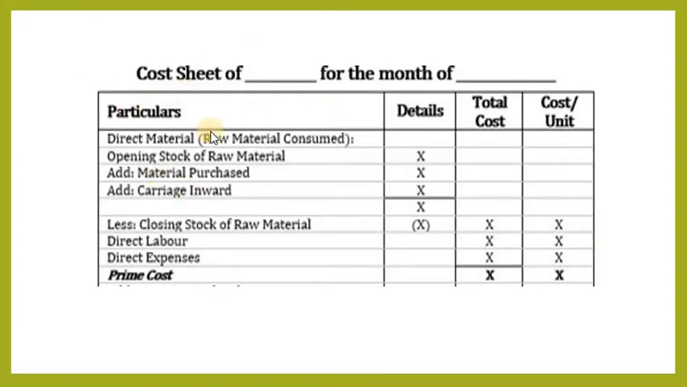Here, this is the format of cost sheet. The cost sheet of so and so for the so and so month of year. Basically there are four columns here: particulars, details, total cost and cost per unit. Details means the inner column. Now first we have to calculate the prime cost.